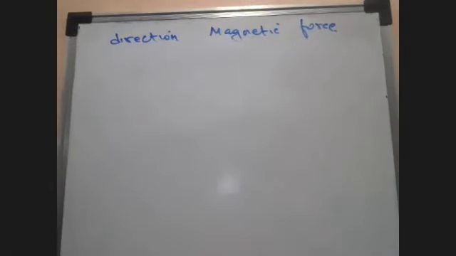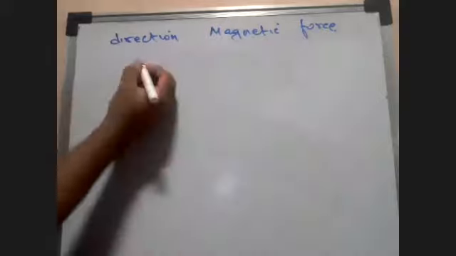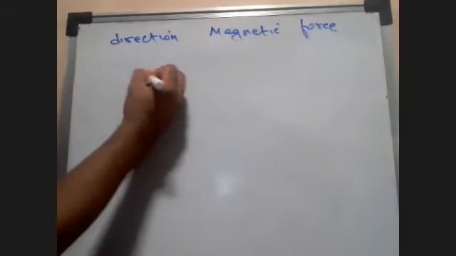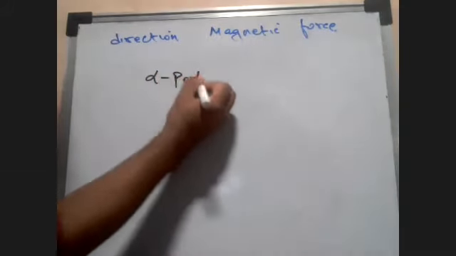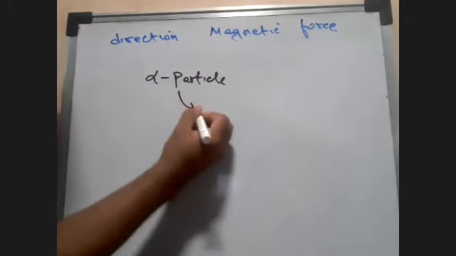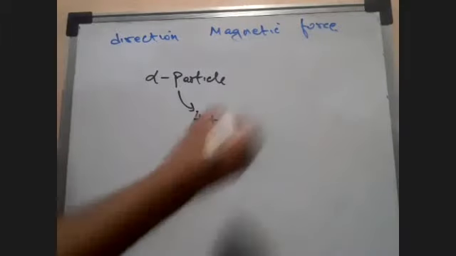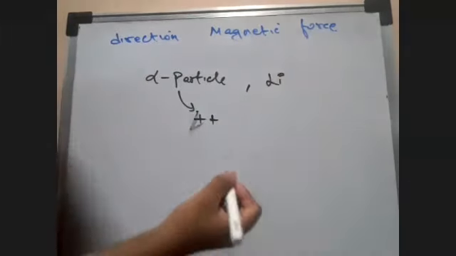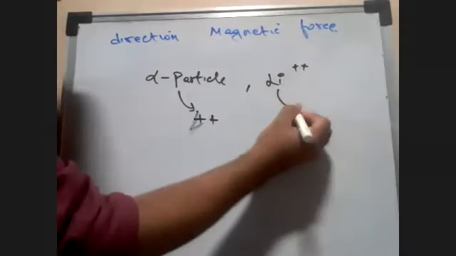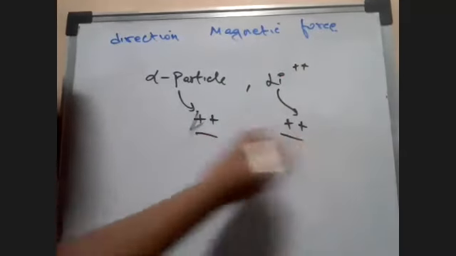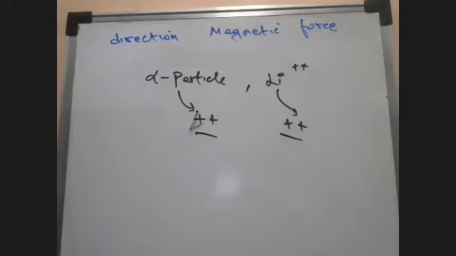Sir, will the alpha particle and lithium have the same force? Let's look. The alpha particle has two positive charges, two protons and two neutrons. And lithium, in this question, is also given two positive charges. Yes, both will have the same force, provided the conditions are right. We'll come to questions like that also.